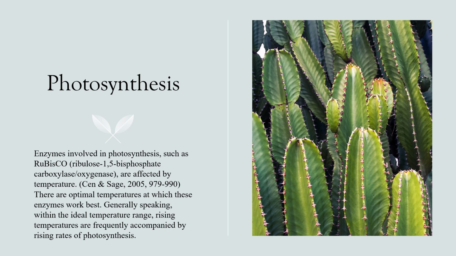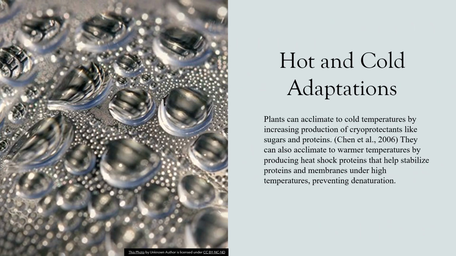Moreover, hot and cold adaptation is important to discuss because the results from plant to plant can vary. Climate acclimation is necessary for plants to do as the seasons change. Plants can acclimate to cold temperatures by increasing production of cryoprotectants like sugar and proteins.